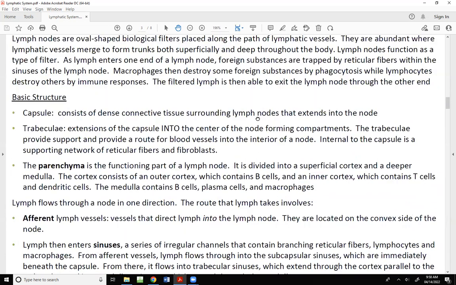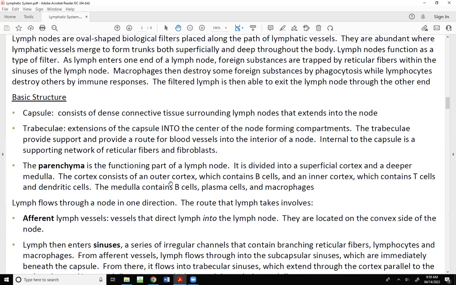All right, once again, I describe lymph nodes as filters. They're oval shaped, placed along the path of lymphatic vessels, especially abundant where lymphatic vessels merge to form trunks, both superficially and deep throughout the body. Once again, they function as a type of filter. As lymph enters one end of a lymph node, foreign substances are trapped by reticular fibers within the sinuses of the lymph node. Macrophages then destroy some foreign substances by phagocytosis, while lymphocytes destroy others by their immune responses.